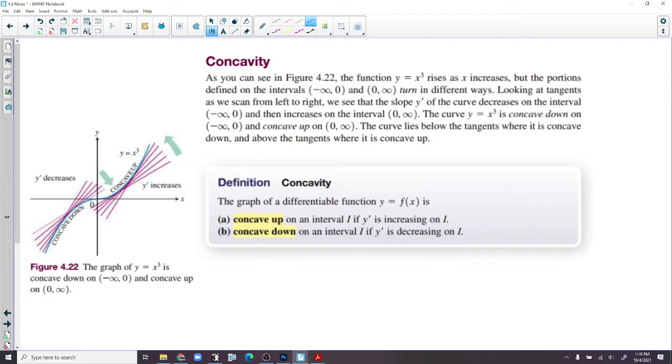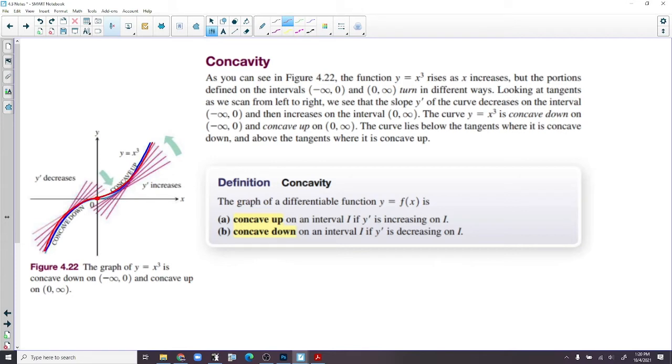As you can see in figure 4.22, the function y equals x to the third rises as x increases, which means as we go left to right, this function increases the entire time. But the portions defined on the intervals negative infinity to 0 and 0 to infinity turn in different ways. Now what they're saying is that this graph is concave down and then the graph is concave up.